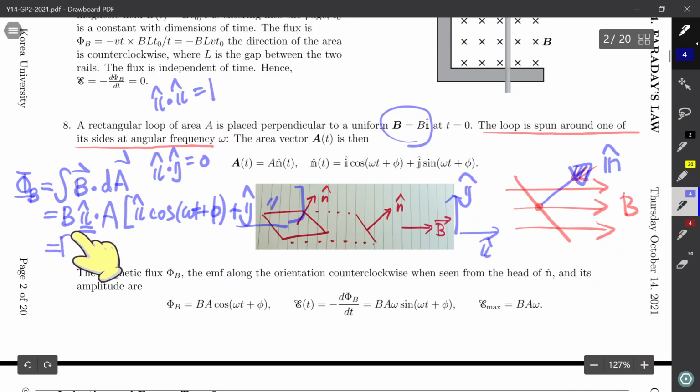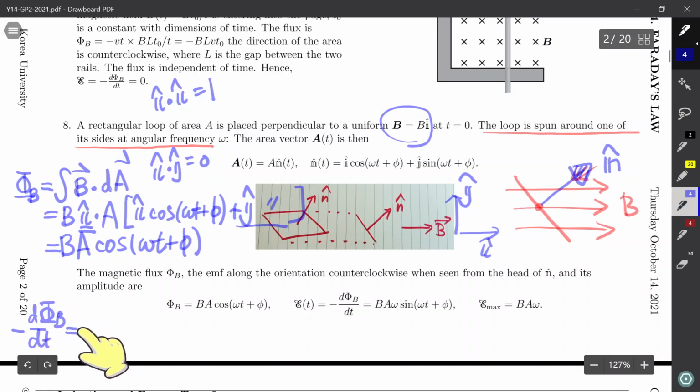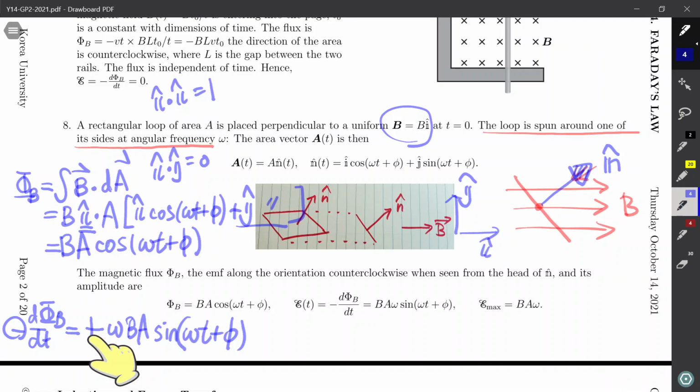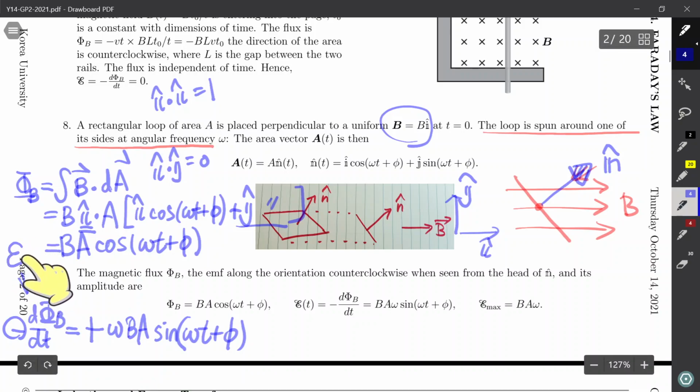Hence we have BA cosine(omega t plus phi). The time derivative is minus omega sine, so minus omega BA sine(omega t plus phi). But there is an additional negative sign due to Lenz's law, so we have a positive sign. That is the amount of the induced EMF. And the direction, this is n, the direction is this.